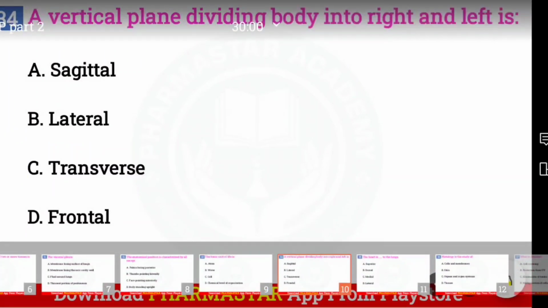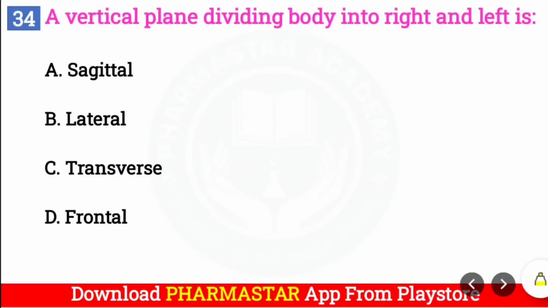Next question. A vertical plane dividing the body into right and left is option A sagittal, B lateral, C transverse, D frontal. The correct answer is option A, sagittal. The sagittal plane is a vertical plane that passes through the body from front to back, dividing it into right and left sections.